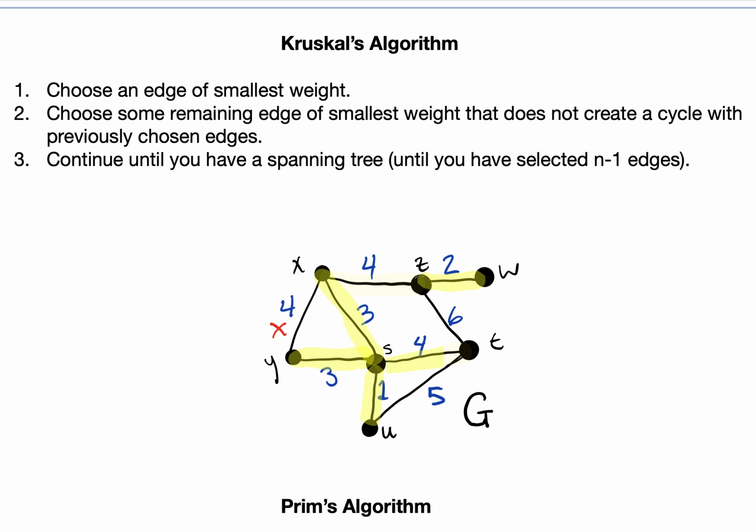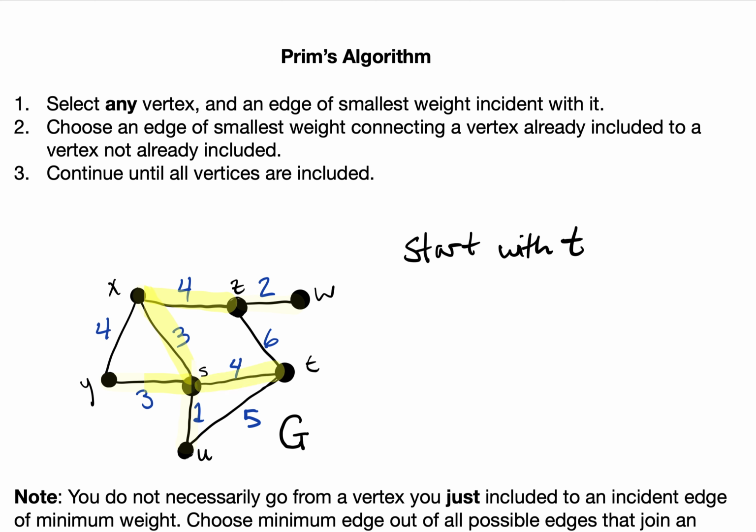So here is Prim's algorithm. Prim's algorithm states that we select any vertex and an edge of smallest weight incident with it. So, as I said, in Prim's algorithm, we start with a particular vertex, and it doesn't matter which one we start with, but let's say that we start with T, and we now choose an edge of smallest weight incident with T. So our options are 6, 4, and 5. Out of those, 4 is the edge of smallest weight incident with T.